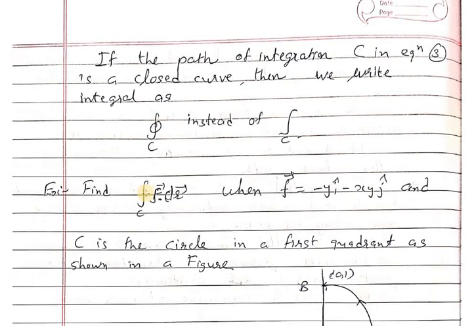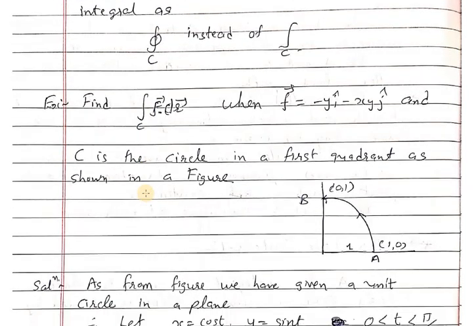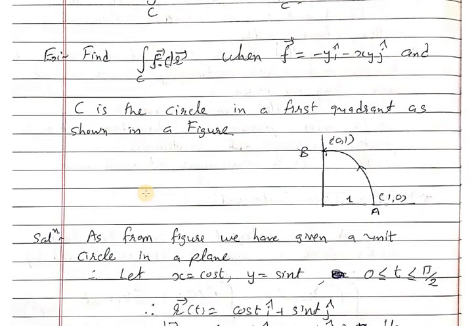Now we are starting with the illustration. Find the integral of F dot dr, where F bar is equal to minus y i minus xy j, and C is the circle in the first quadrant as shown in the figure. So here we have given a figure. Here we have given a circle in the first quadrant.